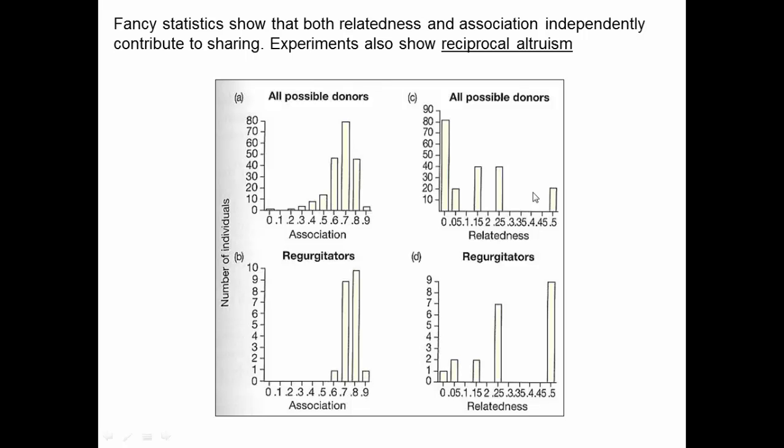And then the degree of relatedness: this is if it was just random individuals being paired up, and then this is the degrees of relatedness of the ones that did blood sharing. You can see there's many more cases of siblings or half siblings. So both kin selection and association seem to be going on, and further experiments showed reciprocal altruism.